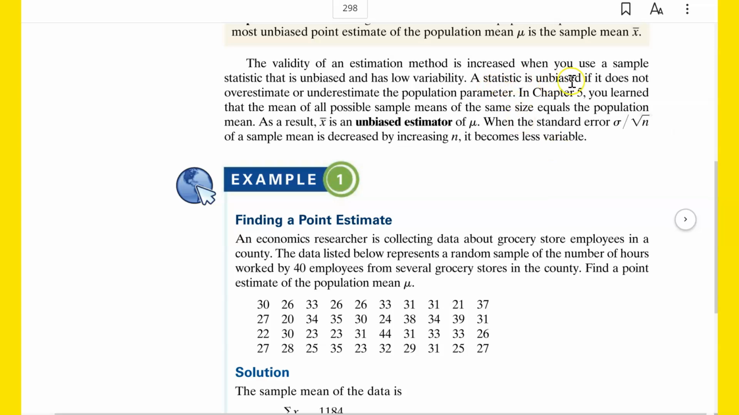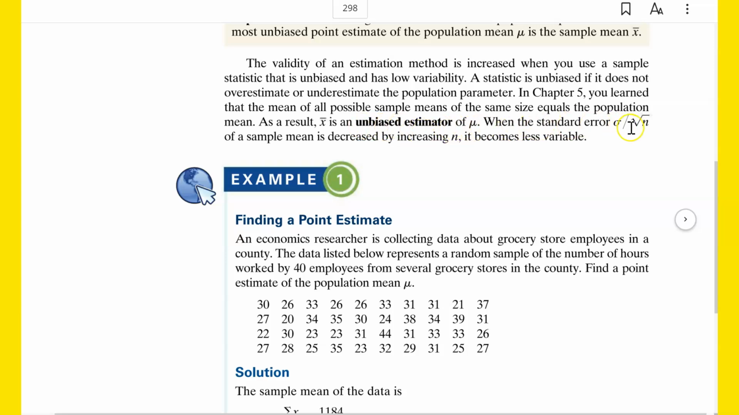A statistic is unbiased if it does not overestimate or underestimate the population parameter. In Chapter 5, you learned that the mean of all possible sample means of the sample size equals the population mean. So in other words, if you take all possible samples, so not just one sample, but lots and lots of samples, and you take the mean of all the means of those samples, then you're going to get the population mean. As a result, x bar is an unbiased estimator of mu.